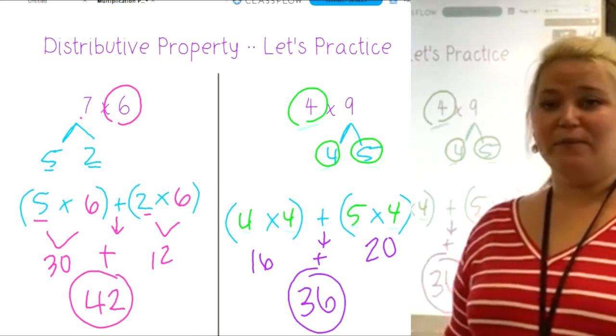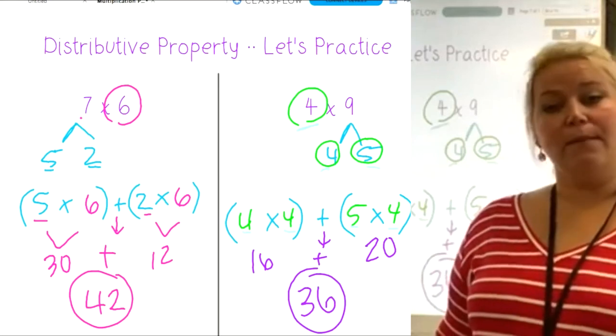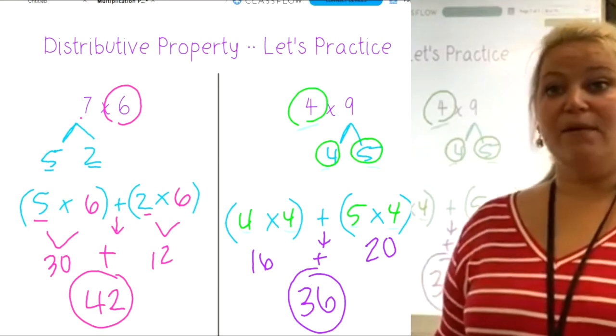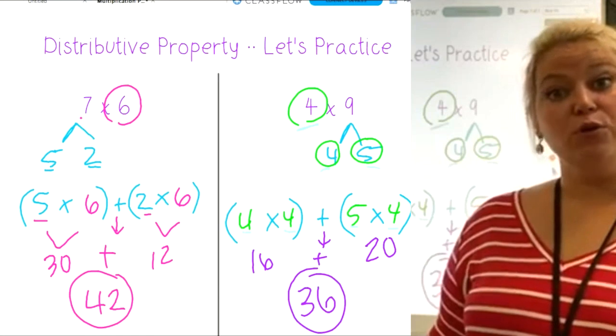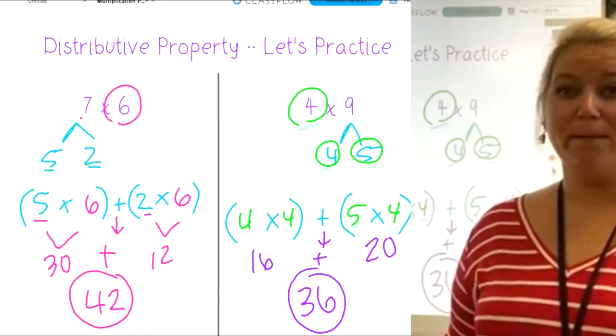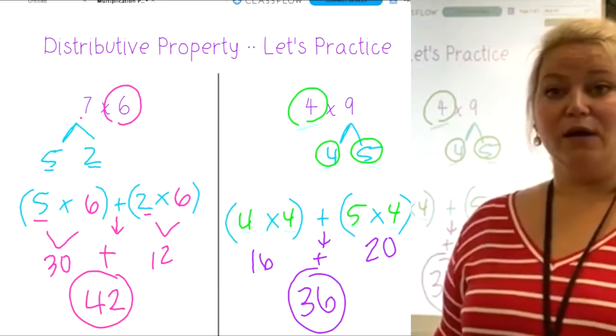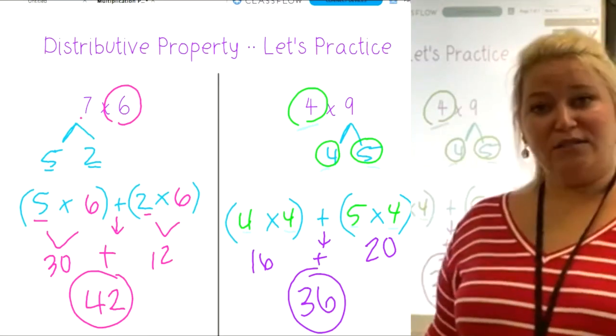Now eventually you'll be able to do these automatically because you will have memorized your multiplication facts. But if there's ever a problem that you don't know how to do because you don't know how to multiply that number, then these are the strategies that you can use.